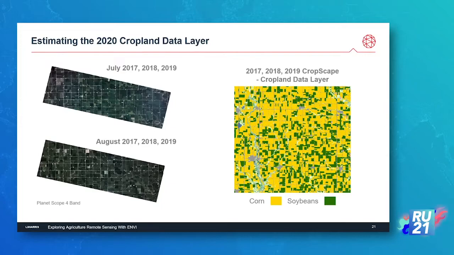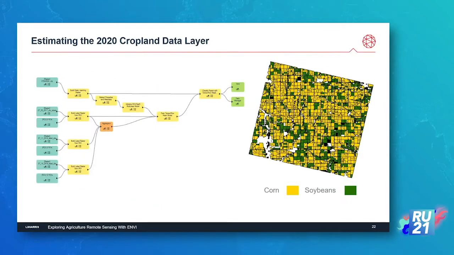And here we have our 2020 model that we used. So the entire multi-step workflow for the deep learning training and classification task was put into an ENVI model, which is shown on the left. The input raster data inputs are labeled in blue, while tasks are labeled in yellow. After running the model, the predicted croplands classification layer for corn and soybeans is generated for an image collected in 2020.